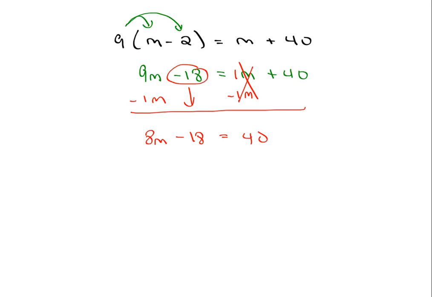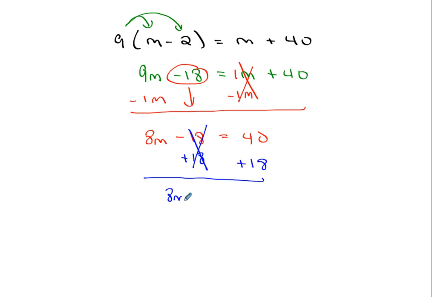I need my terms without variables, my constants, to go to the right. There's a constant on the left-hand side, the negative 18. I don't want that negative 18 there. How do I get rid of negative 18? Good. I'm going to add 18 to get rid of it. What I do to one side, I do to the other side.